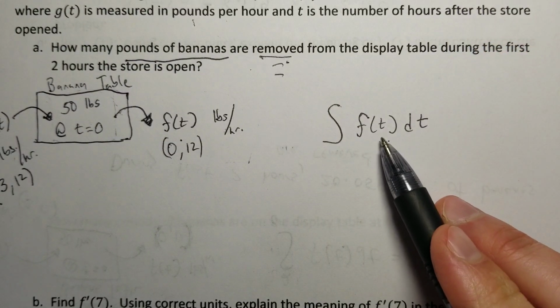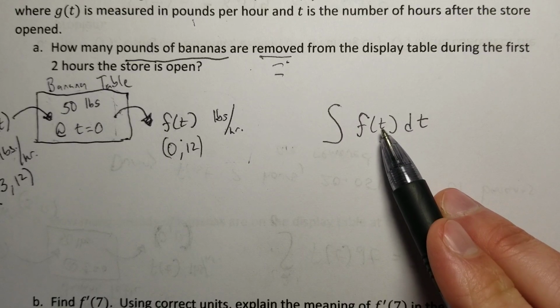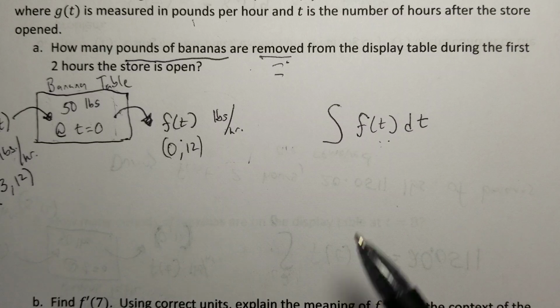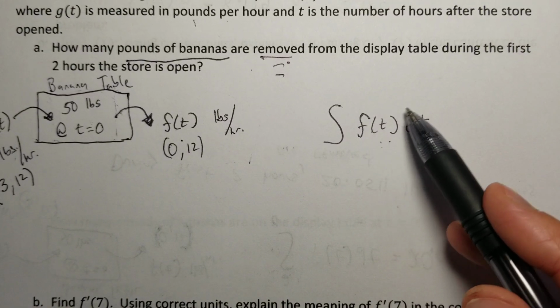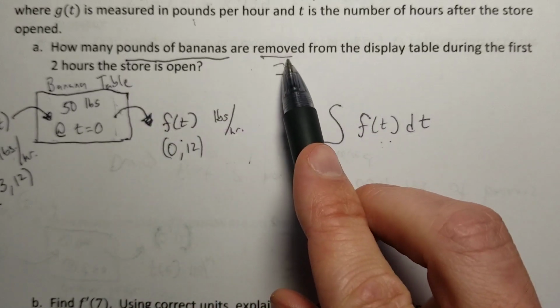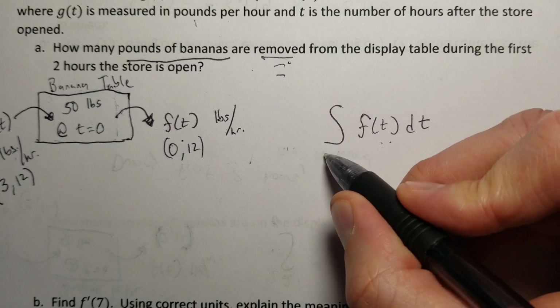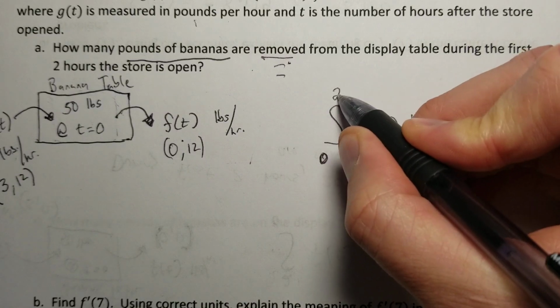And if you wanted to, you could put that 10 plus 0.8 sine of t cubed over 100. You could actually write that out there if you wanted to. I'm just going to write it as f of t. It's the same sort of thing. And I want the number of pounds of bananas removed from the display table during the first 2 hours. So that means I want to go from 0 hours to 2 hours.